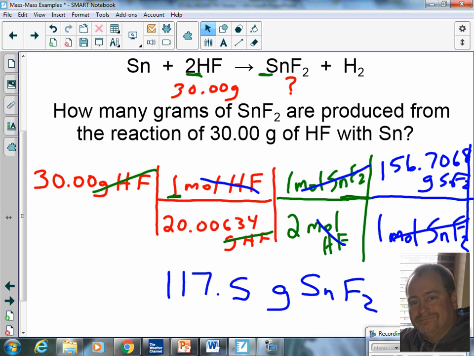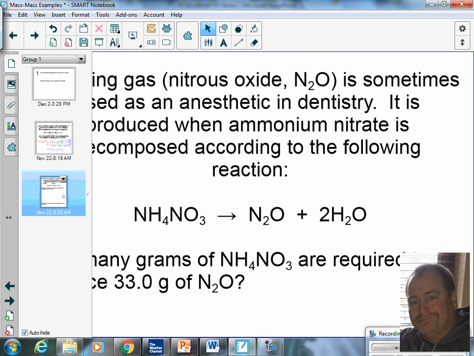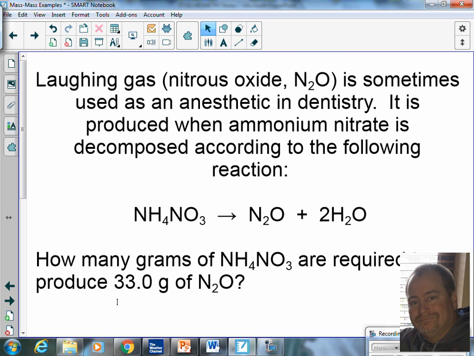Okay, I'm going to put another example up here. What I would like for you to do is the first 3 steps of our mass to mass. So write down the question. You have the equation. Make sure it's balanced and get the molar masses. Once you're done with that, then we'll head on and work the problem.